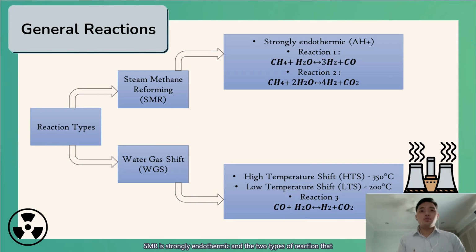SMR is strongly endothermic, and the two types of reaction that occur in SMR convert methane and steam into hydrogen, carbon monoxide, and also carbon dioxide. Then carbon monoxide is further processed in a WGS reactor, which comprises a high temperature shift and a low temperature shift. The reaction converts carbon monoxide and steam into hydrogen and carbon dioxide.